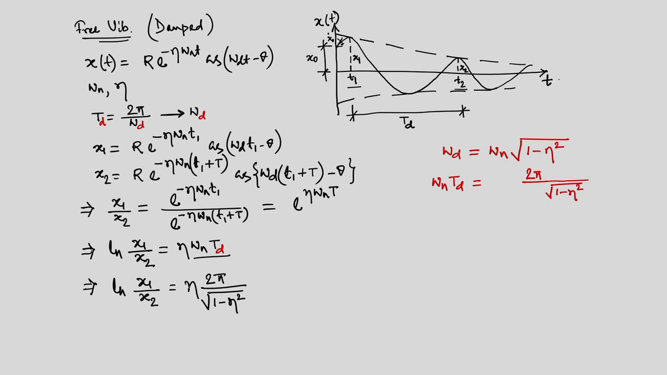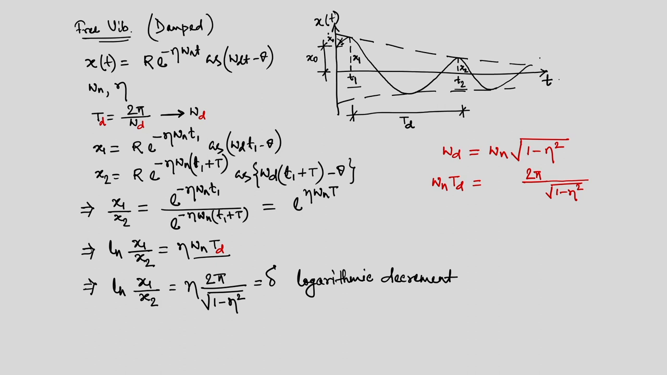Now, on the right hand side if you notice, this is a non-dimensional constant, so we call it delta. So, in the logarithmic scale, what is this delta? This is called logarithmic decrement. As time progresses, obviously the response reduces because of the presence of damping.